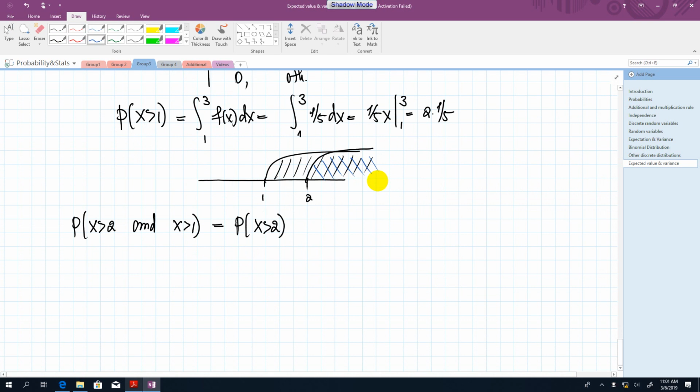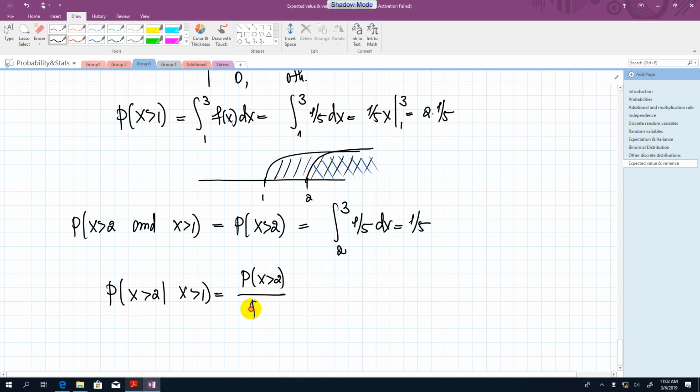So this will be the integration from 2 until 3 of 1 over 5 dx, which will be simply 1 over 5, because if you integrate this, it will be 1 over 5 x, and if you substitute the values from 3 to 2, it will be 1 over 5. Now, the conditional probability of x more than 2 given that x is more than 1 is equal to the probability that x is more than 2 divided by the probability of x more than 1. So this will be 1 over 5 divided by 2 over 5, which is equal to 1 over 2.